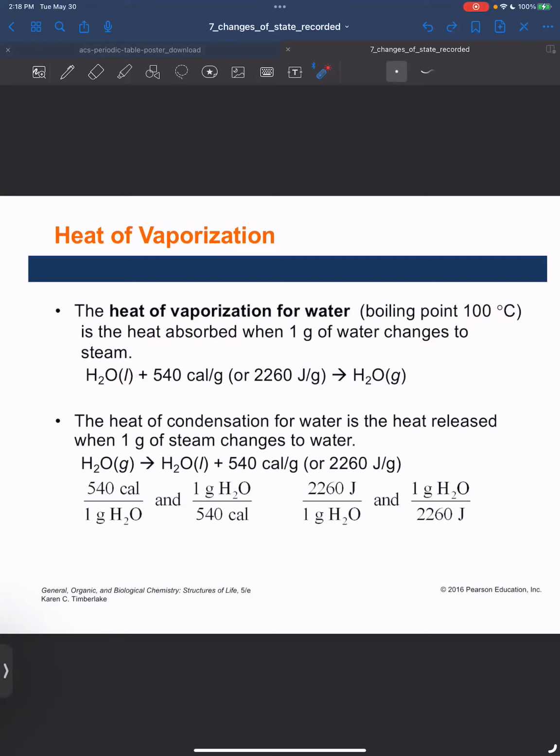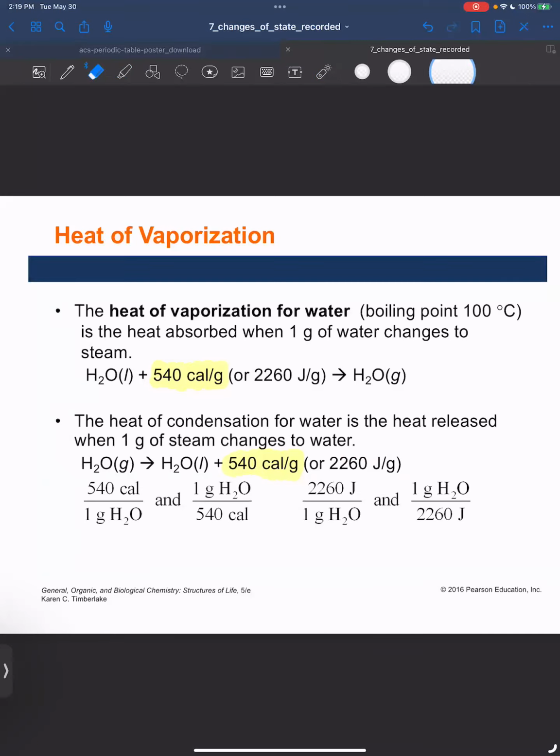So you can see liquid to steam, which is a gas. It's an endothermic process, so the heat of vaporization is on the left side of the arrow. So that makes it endothermic. And remember, there are 2 different units, joules or calories, depending on what's being asked in the question. And the heat of condensation for water is the heat released when 1 gram of steam changes to water. So heat energy has to be released. So it's on the right side of the arrow, which makes it an exothermic process. And the value is 540 calories per gram or 2,260 joules per gram.